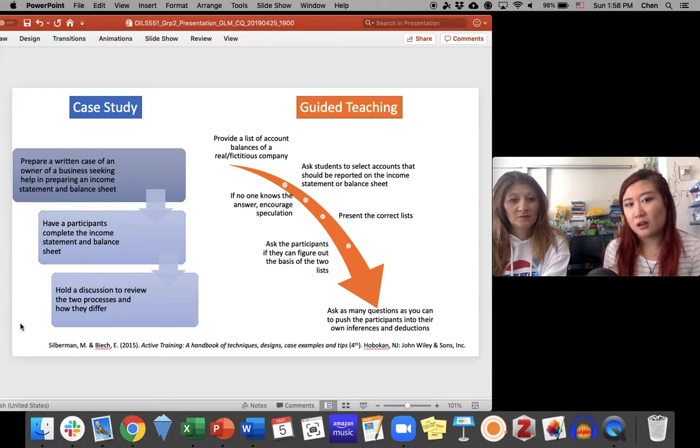So a way to do this first is we can provide a list of account balances of a real or a fictional company, and then we ask the students to select the accounts that should be reported on the income statement or balance sheets. So that's a prompt to really gather what people know and what people don't know. And if no one knows the answer, they encourage speculation. And then we present the correct list and ask the participants if they can figure out the basis of the 2 lists. So again, this helps people to really walk through a real situation and then just think about when to use what.